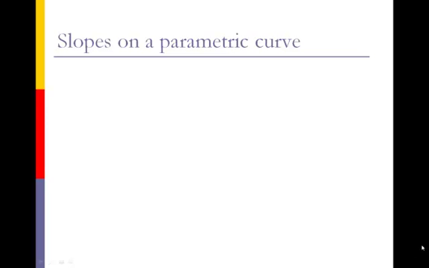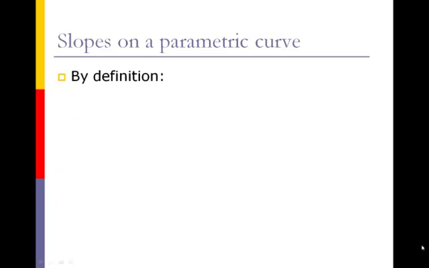Now that we have seen what a parametric curve is, we can start asking some calculus kind of questions. Of course, we've already looked at those questions last time when we looked at how to apply limits to parametric curves. But what we're going to be looking at this time is slopes. How can we figure out the slope of a parametric curve at its points?